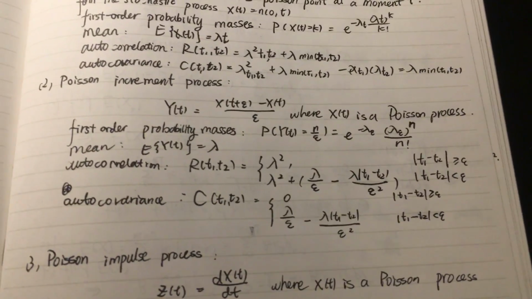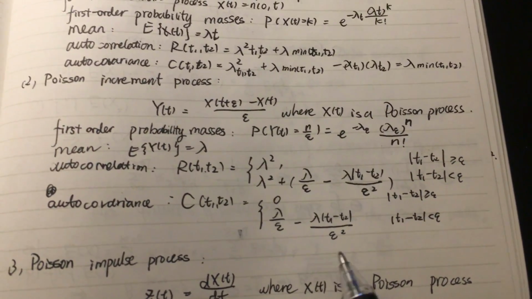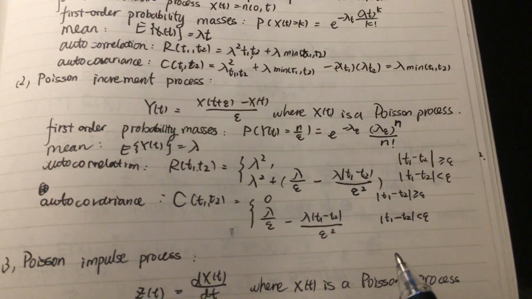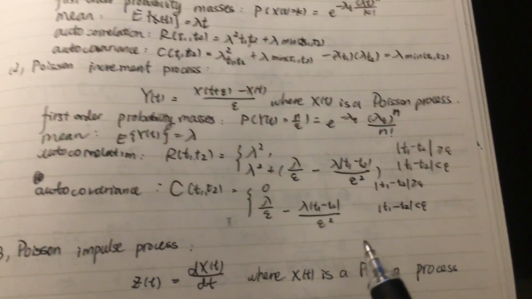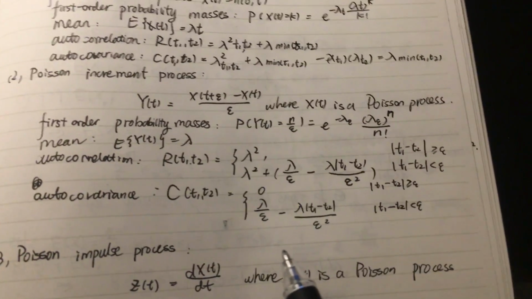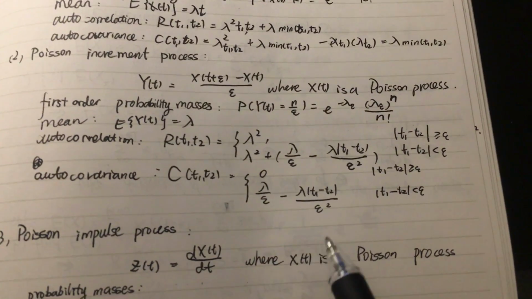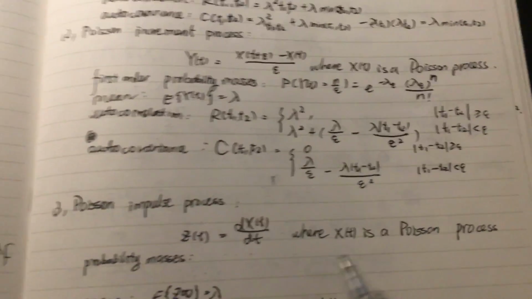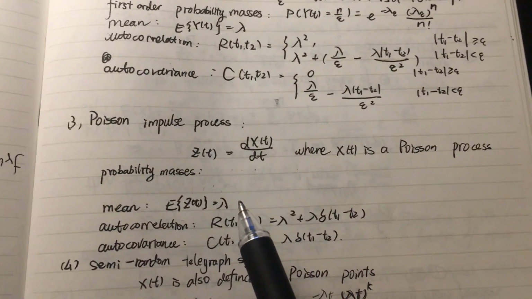And its autocovariance also has two different situations, where the first, C(t1, t2), is equal to 0 when the absolute value of t1 minus t2 is larger than or equal to epsilon. And in the otherwise situation, C(t1, t2) is equal to lambda over epsilon minus lambda times the absolute value of t1 minus t2 over epsilon squared. And the third thing is the Poisson impulse process.